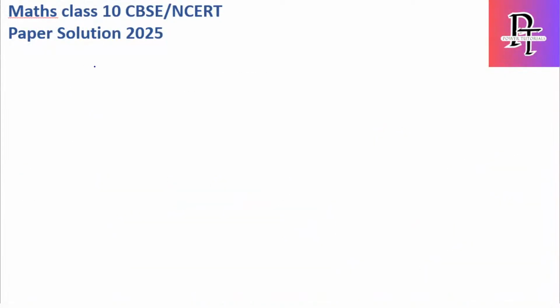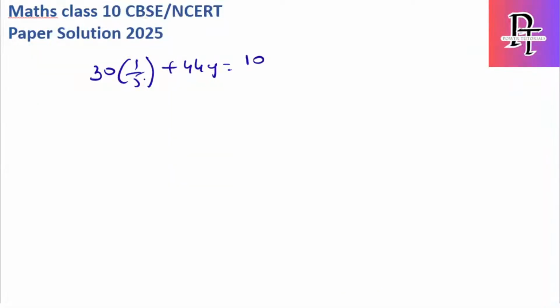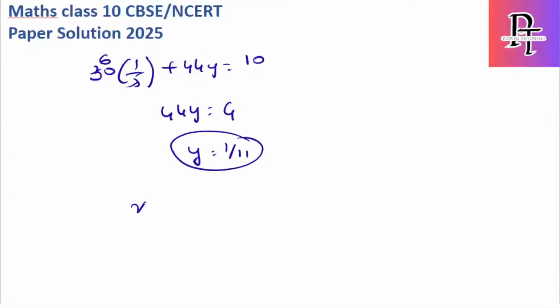So 30 into 1 by 5 plus 44y is equal to, what is the value here? 10. So 5 sixes are 30, so 30 into 1 by 5 is 6. So 44y is equal to 10 minus 6, which is 4. So the y value is 1 by 11. So the final answer, x comma y, I got the value as 1 by 5 comma 1 by 11.